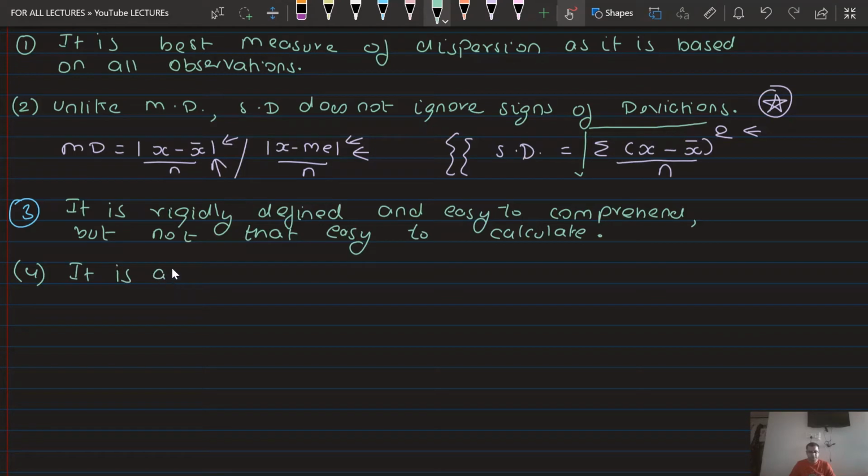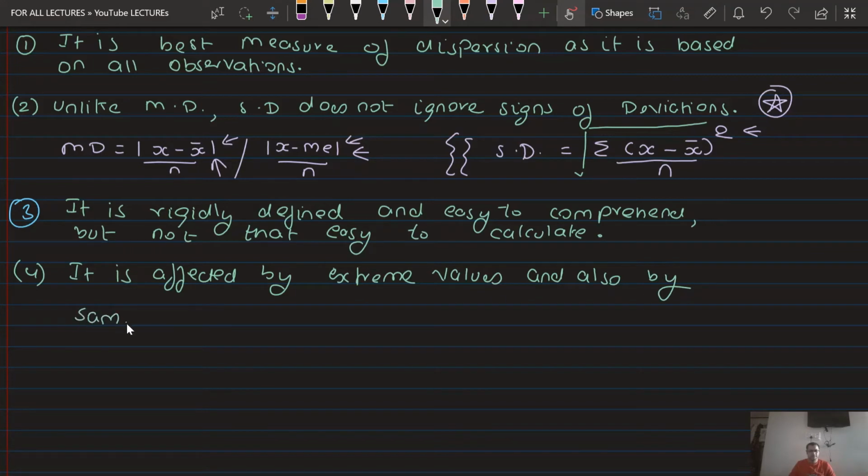And number four, it is affected by extreme values and also by sampling fluctuations.